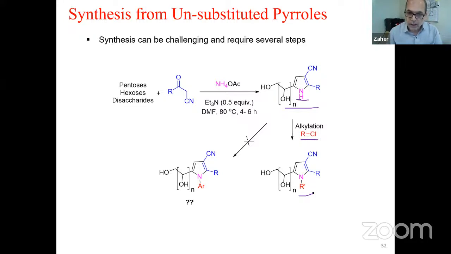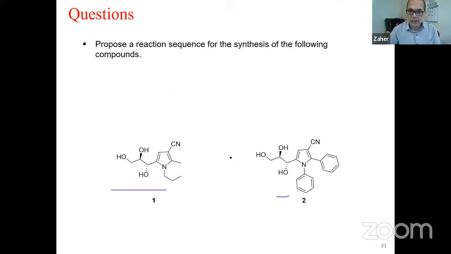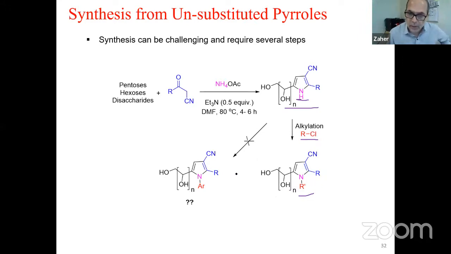However, what if the alkylation process does not work to make these types of compounds? Because how do I make this chemistry happen at this stage? It's not possible. Therefore, making a direct link between nitrogen and the aromatic moiety is very difficult through this process.